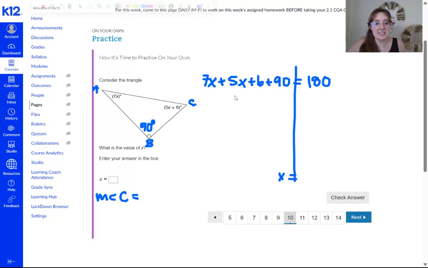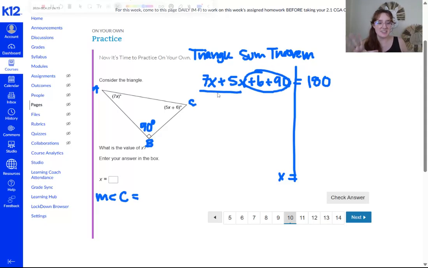We're looking at this, and there's a lot of information here. We want to clean this up. This is also using the triangle sum theorem, which tells us that all three angles of a triangle add up to equal 180. So that's why we can use this equation. We're going to clean this up and combine some like terms.